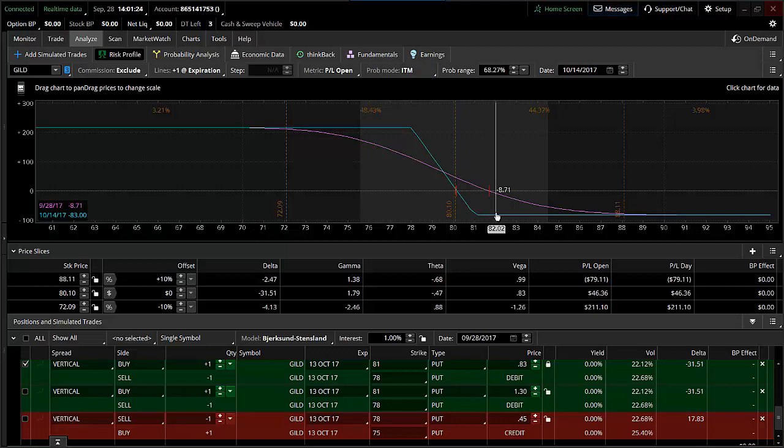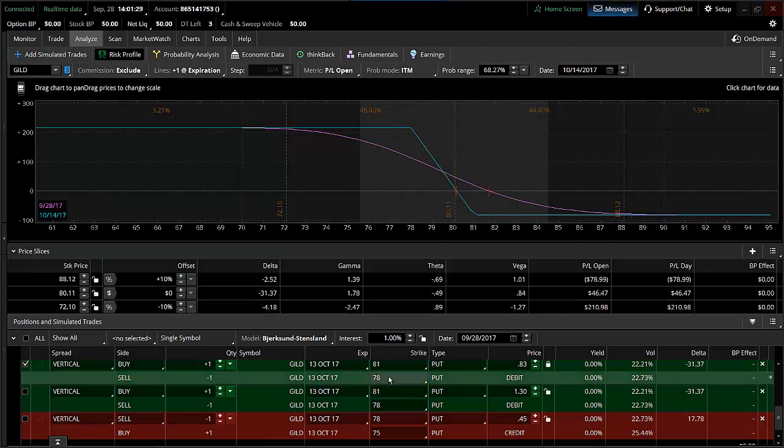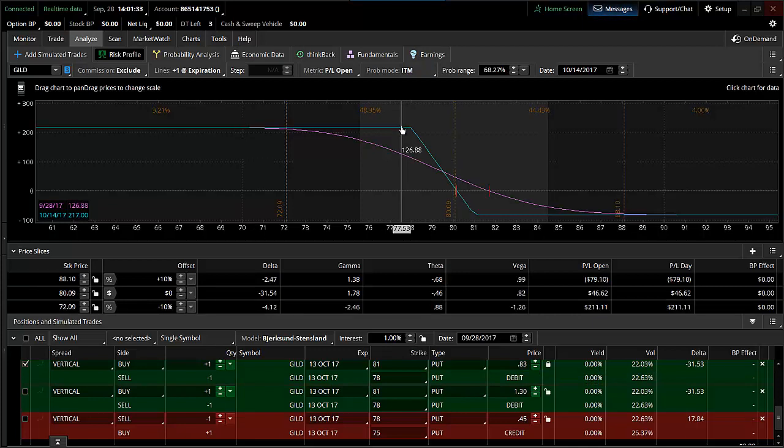Now theoretically the maximum profit, we've got 83 at risk, but if it was to close below 78 at expiration on October 13th, this would have a profit of over 200. So really good risk reward ratio. I hope this helps, and I'll talk to you on my next video.